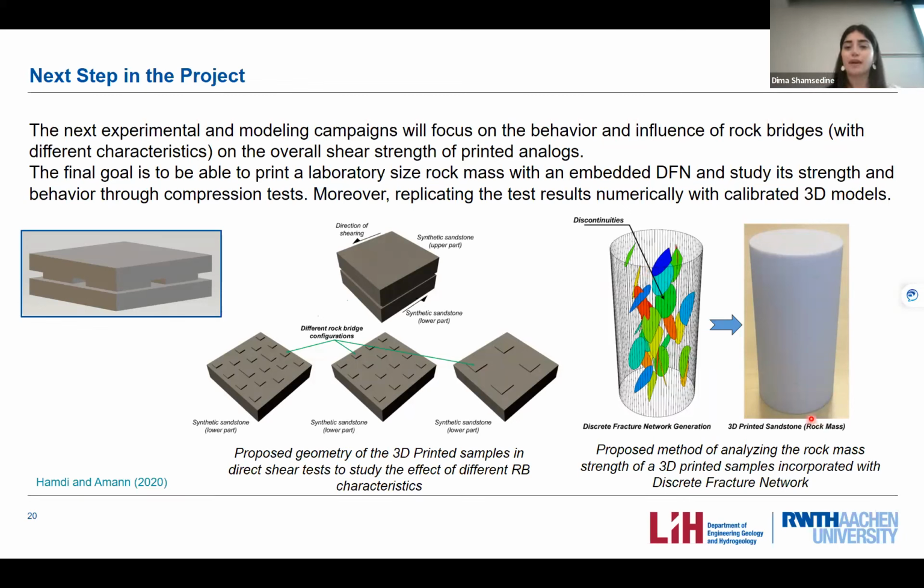And this is, as far as we know, the first attempt to do direct experimentation on UCS samples of laboratory scale rock masses, and assess their strength and failure behavior away from empirical relations, and be able to calibrate the models on experimental results that are directly provided by the laboratory test results.